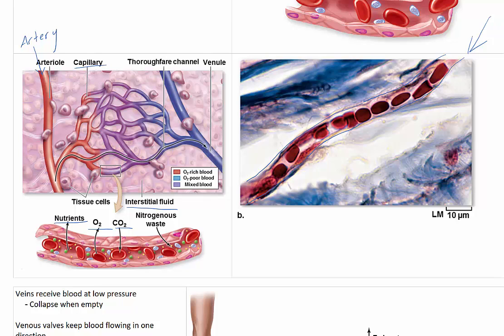You also have nitrogenous waste crossing from the interstitial fluid into the capillary. And then finally, that oxygen poor blood, carrying waste products such as carbon dioxide and nitrogenous waste, will transfer out through a venule and then eventually out into a vein.